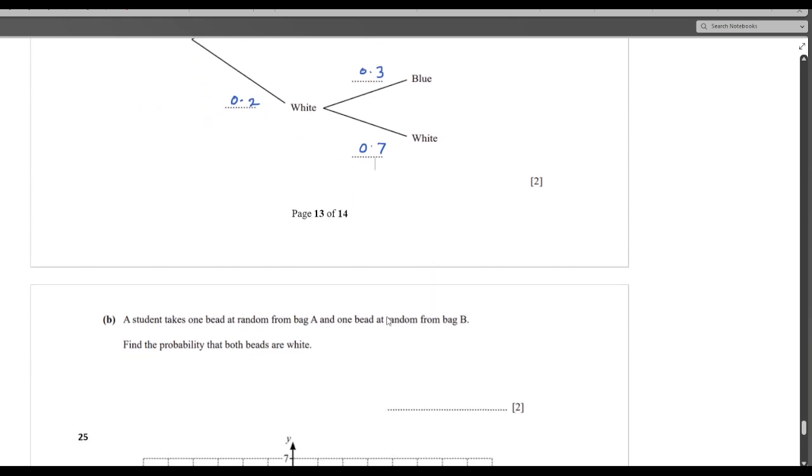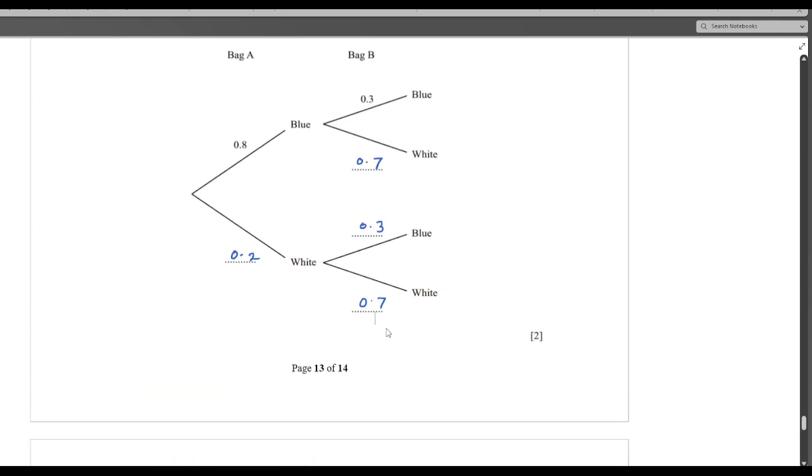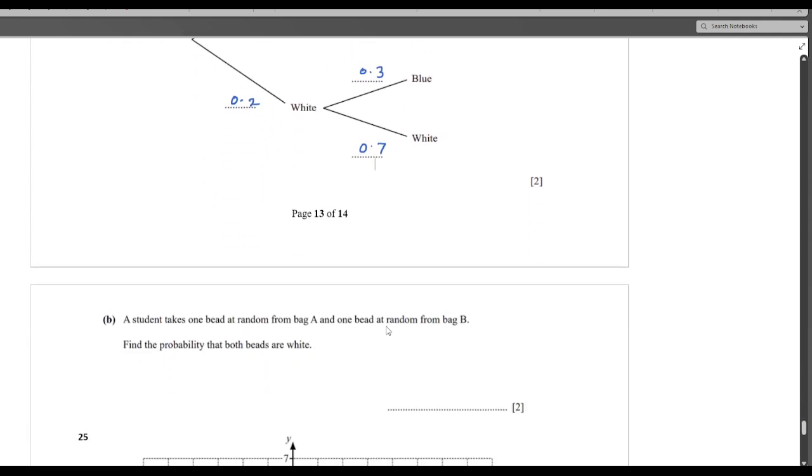Next question, a student takes one bead at random from bag A and one bead at random from bag B. Find the probability that both beads are white. So what is the probability that you are taking a white bead from bag 1? It is 0.2. And taking a white bead from bag 2 is 0.7. So 0.2 times 0.7 is 0.14.